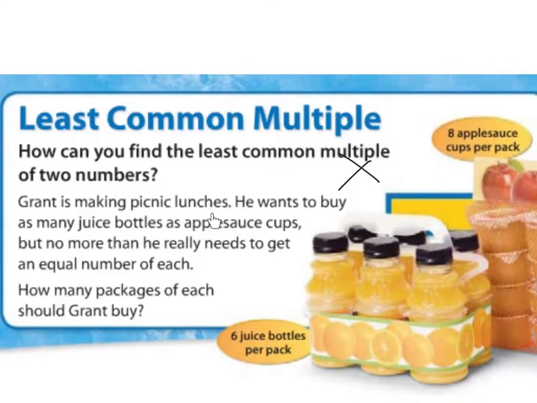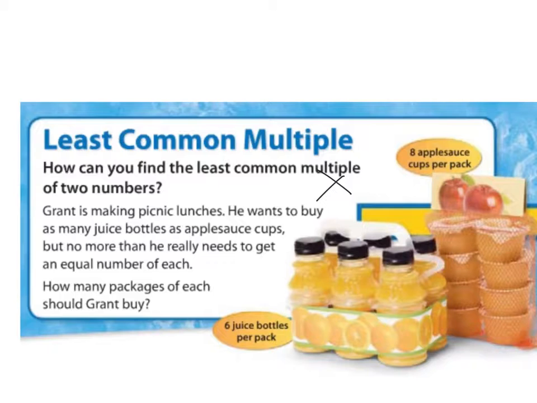Grant is making picnic lunches. He wants to buy as many juice bottles as applesauce cups, but no more than he really needs to get an equal number of each. How many packages of each should Grant buy? Let's get more information. For each pack of juice bottles, there's 6, and for applesauce, there's 8. I see this as a word problem. How do we go about answering this? I see that he wants an equal number of each.